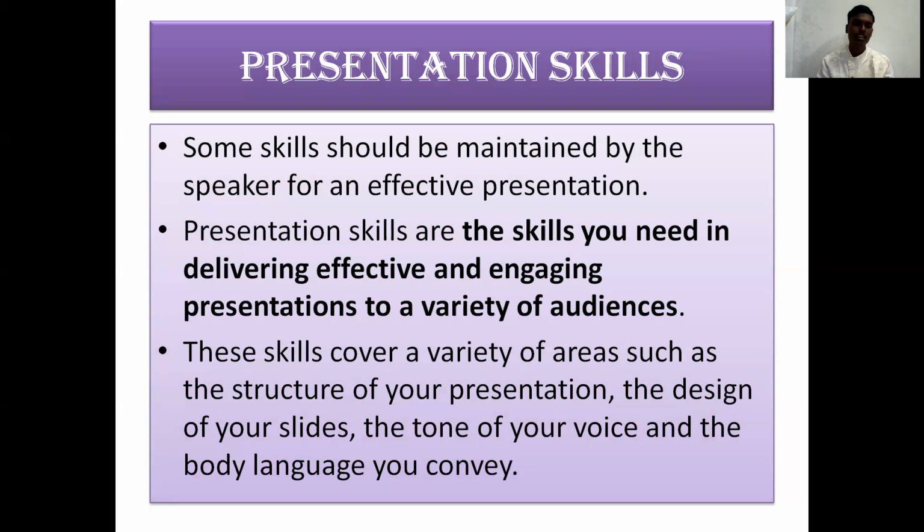The design of your slides: while you are giving a PowerPoint presentation, the slides which you have created should be attractive for the reader or listener who is seeing them. They should be attractive so that the audience is keen to see more slides. And the tone of your voice, the stress or the plainness or a familiar voice should be maintained. And the body language you use should be very understandable, and the symbols you use should be easily visible.